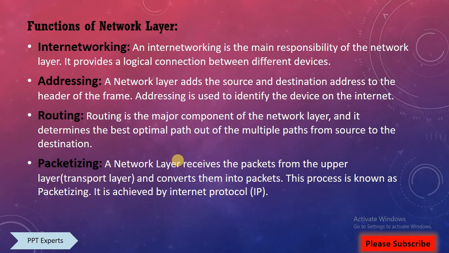Next is packetizing. The network layer receives the packets from the upper layer and converts them into packets. This process is known as packetizing. It is achieved by the Internet Protocol, IP. So these were the functions of the network layer.